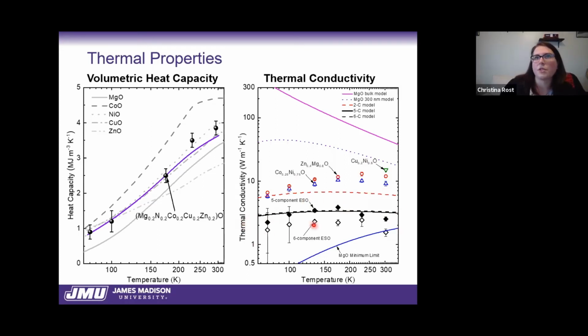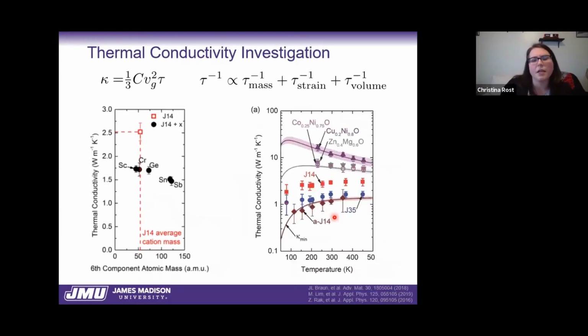And then we've got our 6-component ESO, which, as we approach room temperature, looks like, within uncertainty, it approaches the amorphous limit of magnesium oxide. So that brings up a plethora of questions as to why this is going on. And so we started to explore why the thermal conductivity in the system is different.